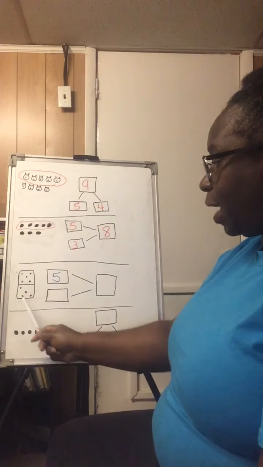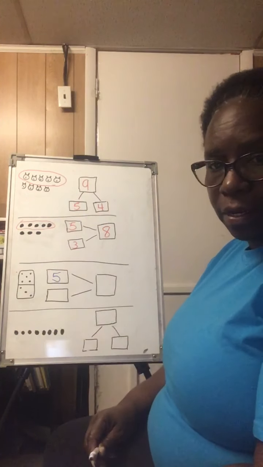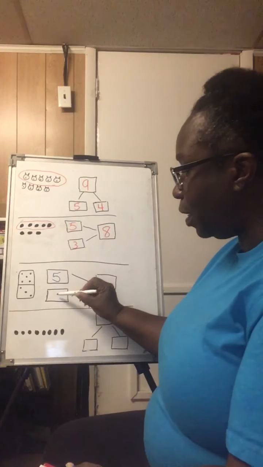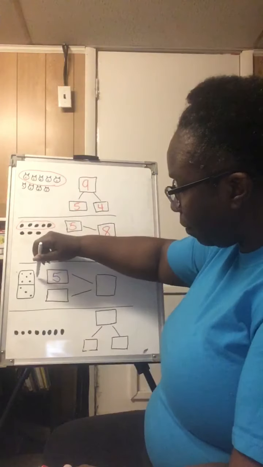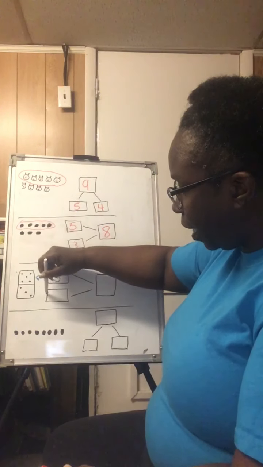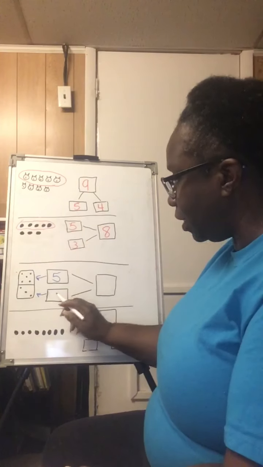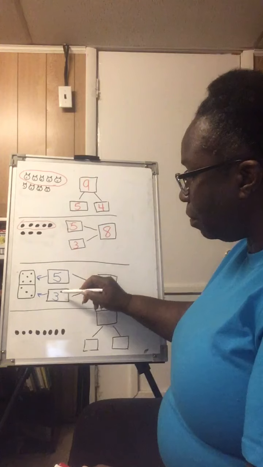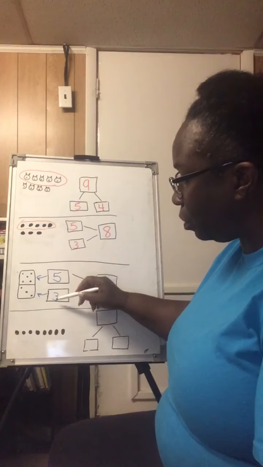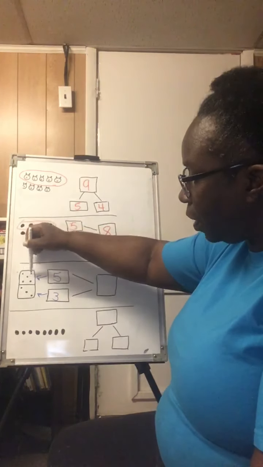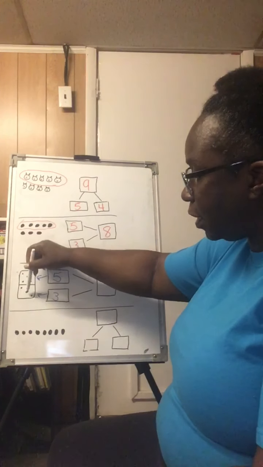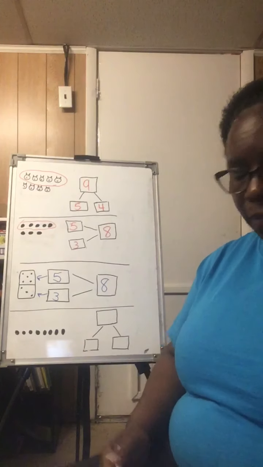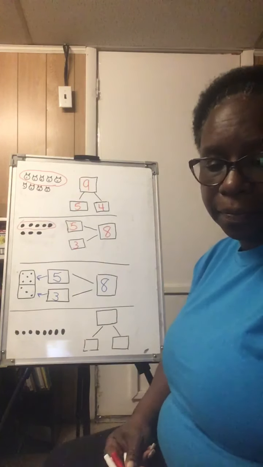So how many do we have at the bottom of our domino? 1, 2, 3. So this one right here is the same thing that's there, and that's 3. And 3 plus 5, or 5 plus 3 equals, let's count. 1, 2, 3, 4, 5, 6, 7, 8. So they give us another one with 8, okay? 3 plus 5 is 8.